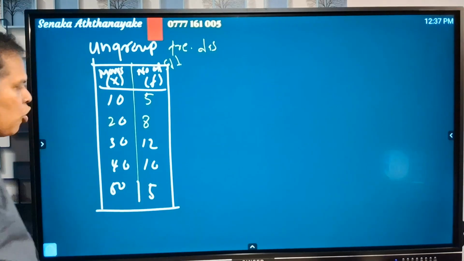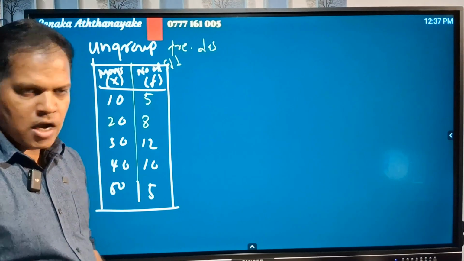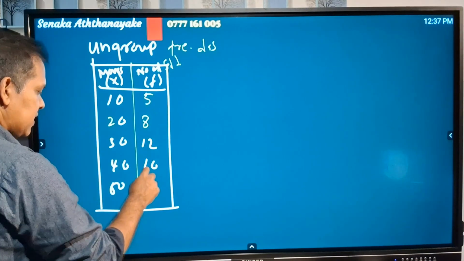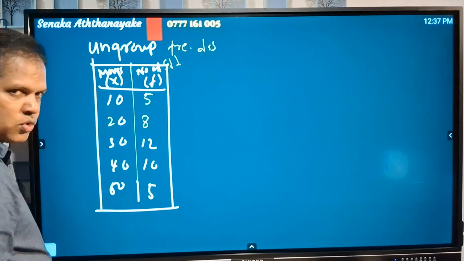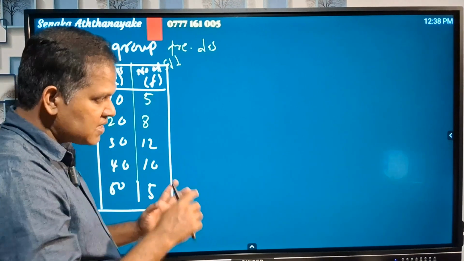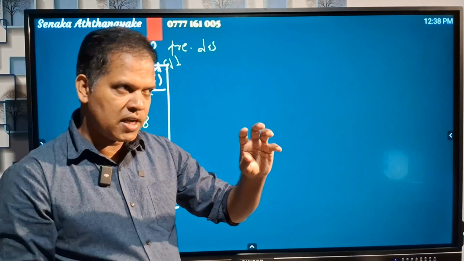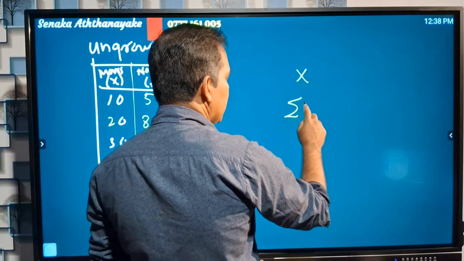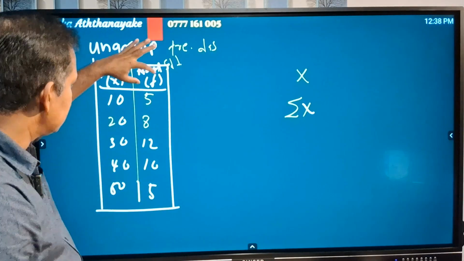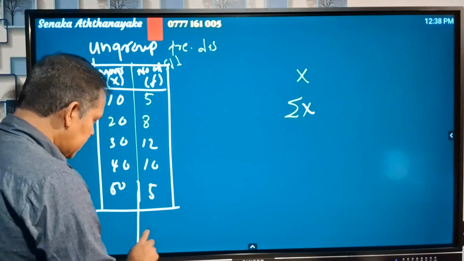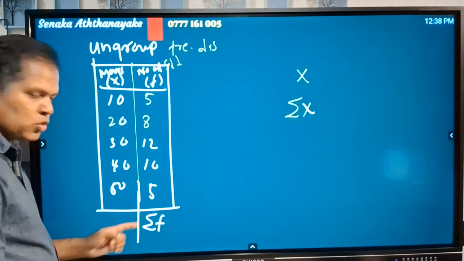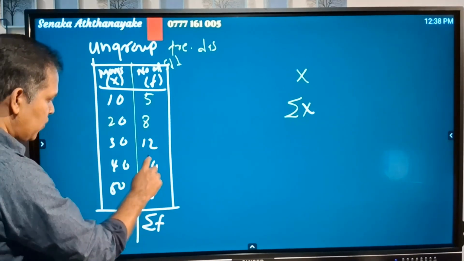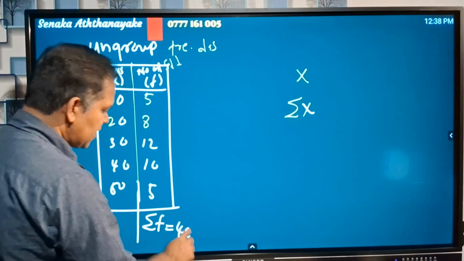Then tell me, how many students are there in this class? 5, 8, 12, 10, 5. Yes, the sum of this column. Previously we took the sum of x values, denoted by sigma x. Now the sum of f values is denoted by sigma f. Using sigma f you can find the number of students: 5, 8, 12, 10, 5, that is 40 students.